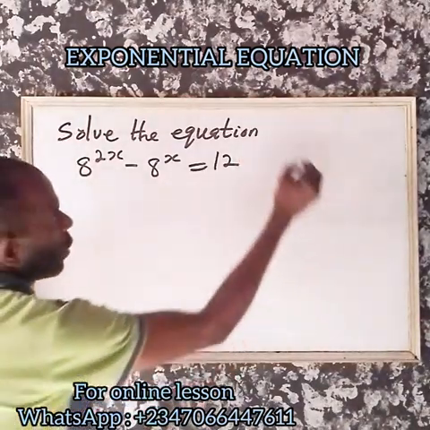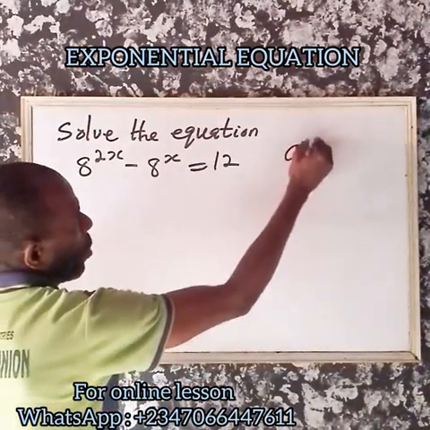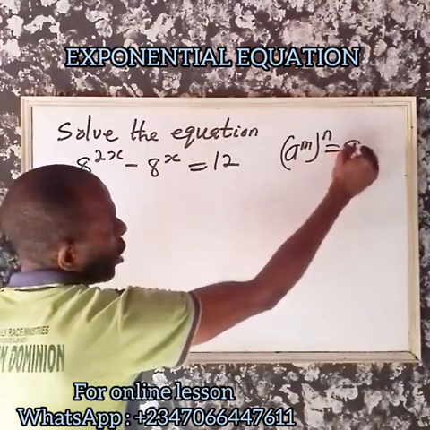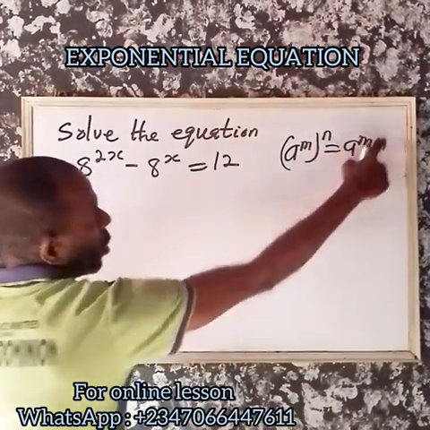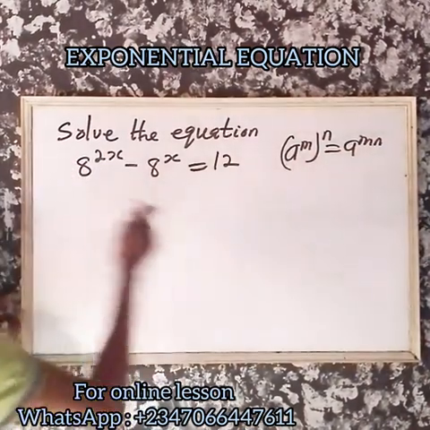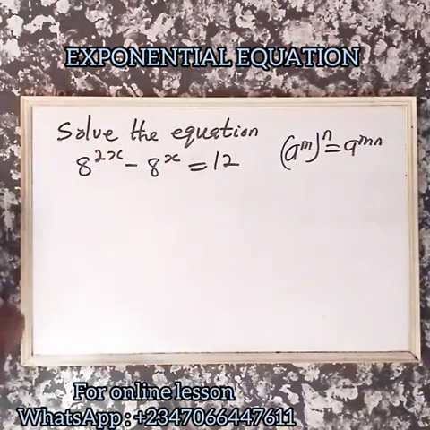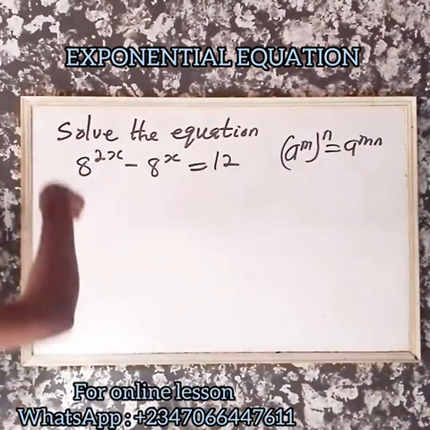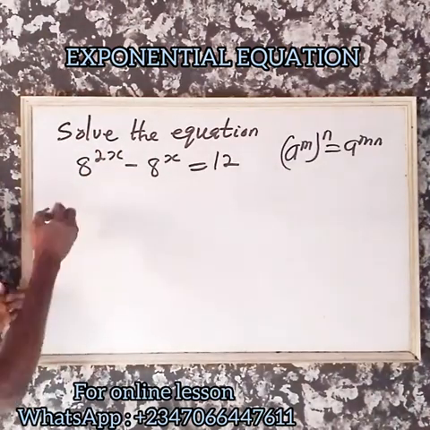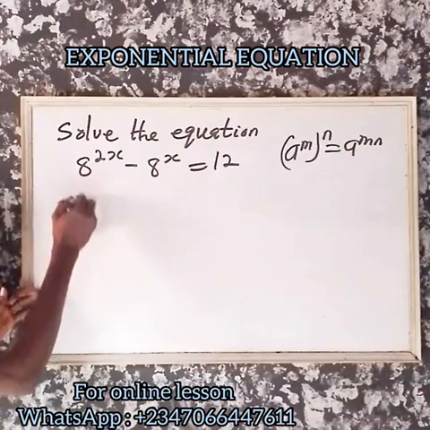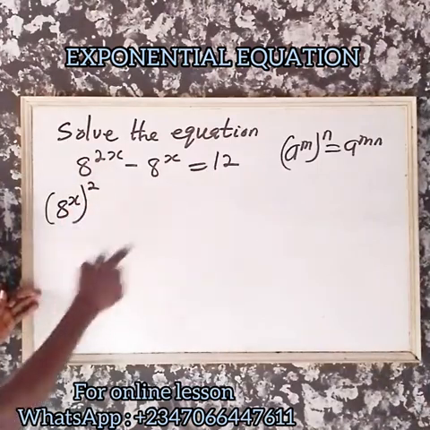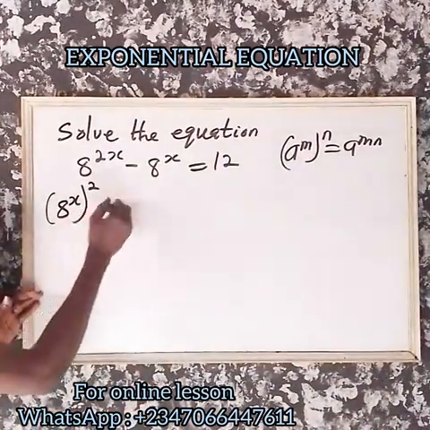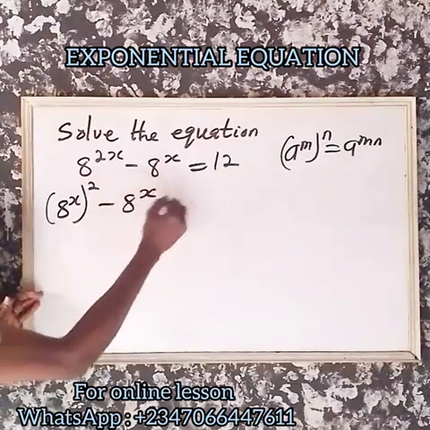In indices, if I have a raised to the power m, then a raised to the power n outside, you see the same thing as a raised to the power mn. So inside this 8 raised to the power 2x, I am going to break it so that I will have my 8 raised to the power x inside. So it means like this, 8 raised to the power x, then all squared. I'm transferring it to this form now. You see the same thing, nothing has changed. Minus 8 raised to the power x equal to what?